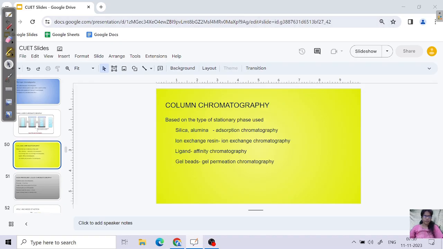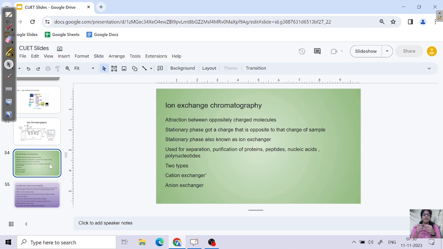For example, I told you, based on the type of stationary phase, you will get either silica or aluminum adsorption chromatography. For ion exchange chromatography, ligand, gel beads. See, what are all these things? Ion exchange chromatography is mainly dependent on oppositely charged particles. For example, if the column contains negatively charged groups, then you have to add positively charged components, so that the binding would be higher, and you will get the substance to be separated at the last. You will be adding some inhibitors so that they can be removed and you will get your substance out. That is what you call ion exchange chromatography, where the oppositely charged molecules interact.